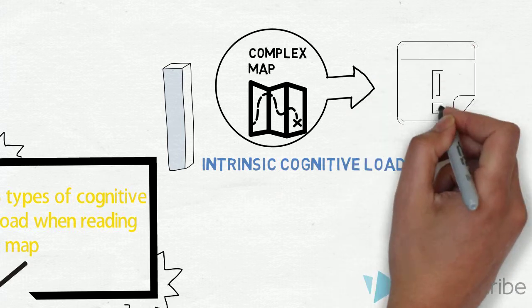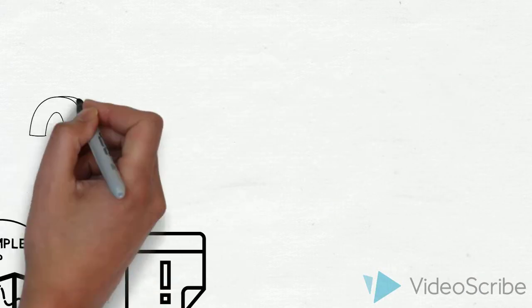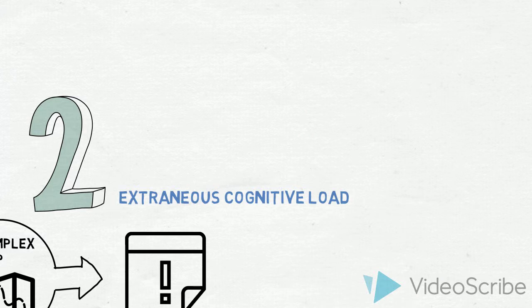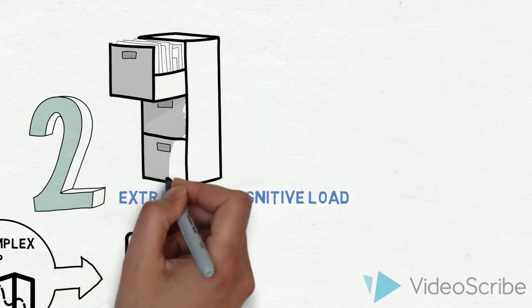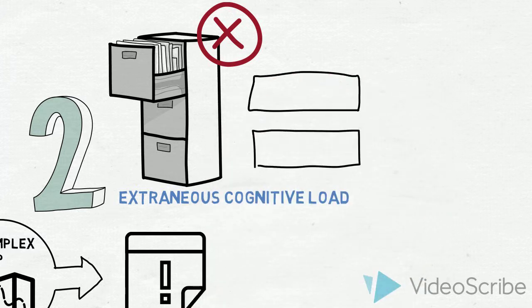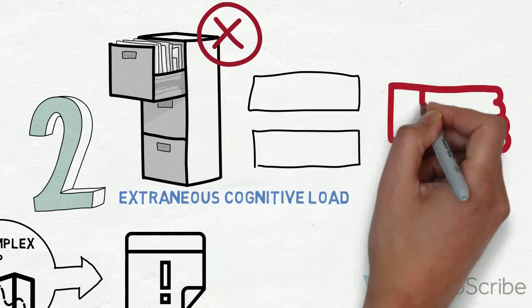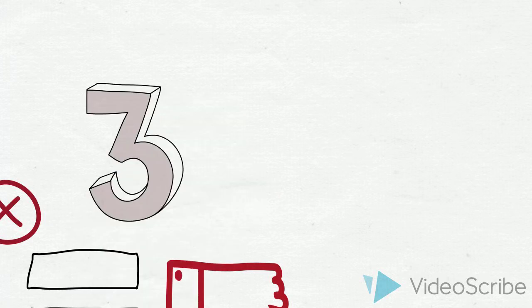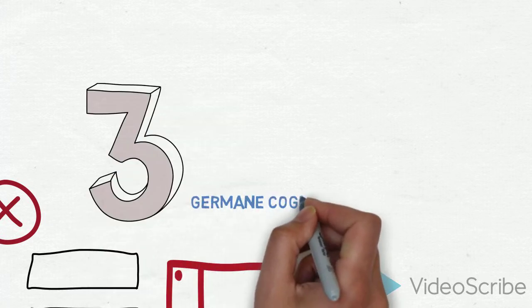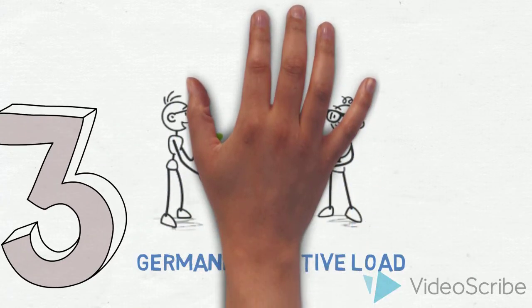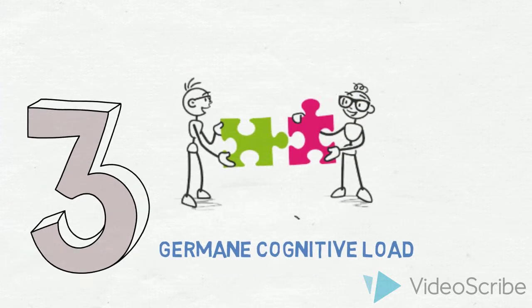The second one is extraneous cognitive load. In this one, needless information is transmitted when the design is not good and if there are too many distractions. The third and the last one is the germane cognitive load. This results from learners' active engagement with the material. The relevant information is kept in the learner's brain when putting active effort into learning.